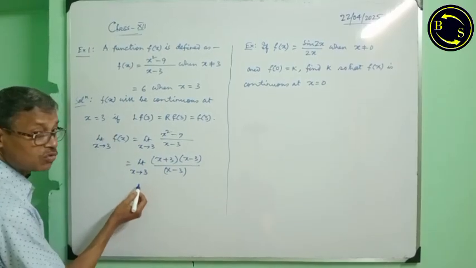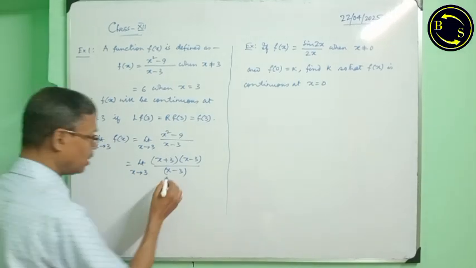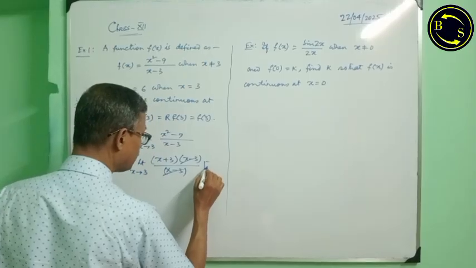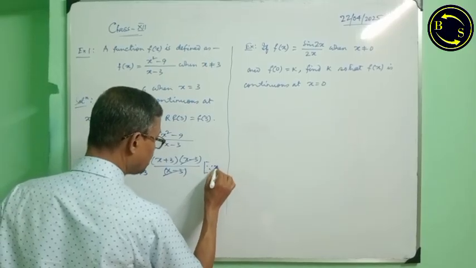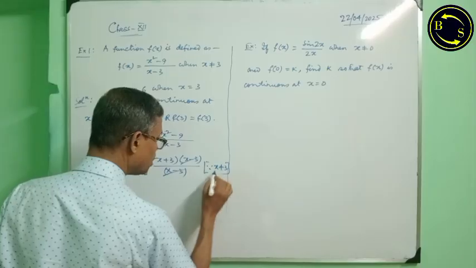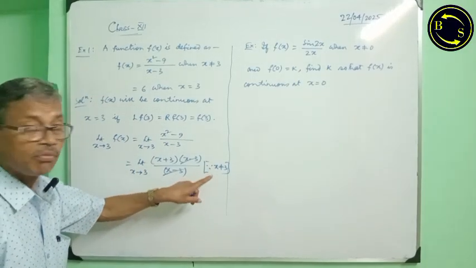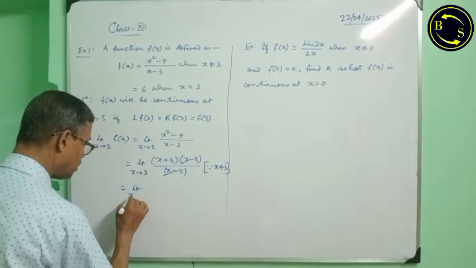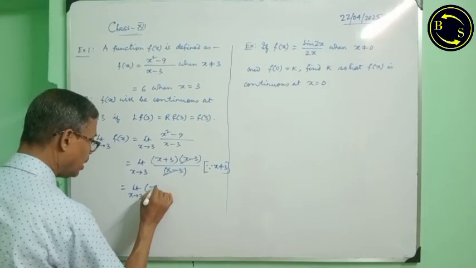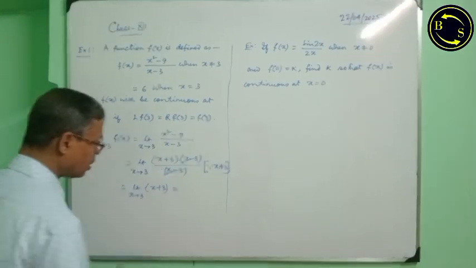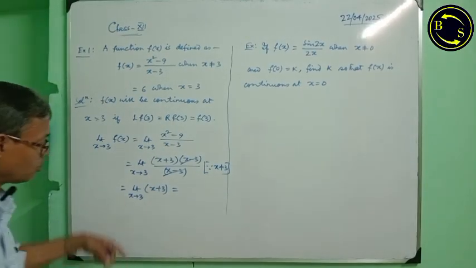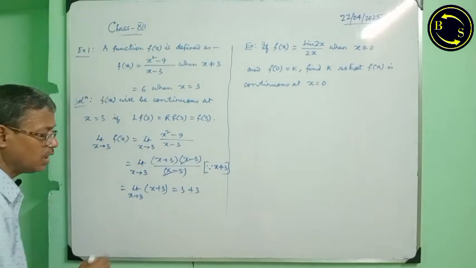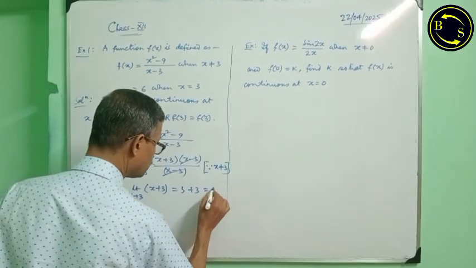Now you know x tends to 3, that means x is not equal to 3. Therefore we can cancel x minus 3 from numerator and denominator, since x is not equal to 3. Remember, we have to mention this. That means it is equal to limit x tends to 3 of x plus 3. After that we have to put the limiting value of the independent variable, that is equal to 6.